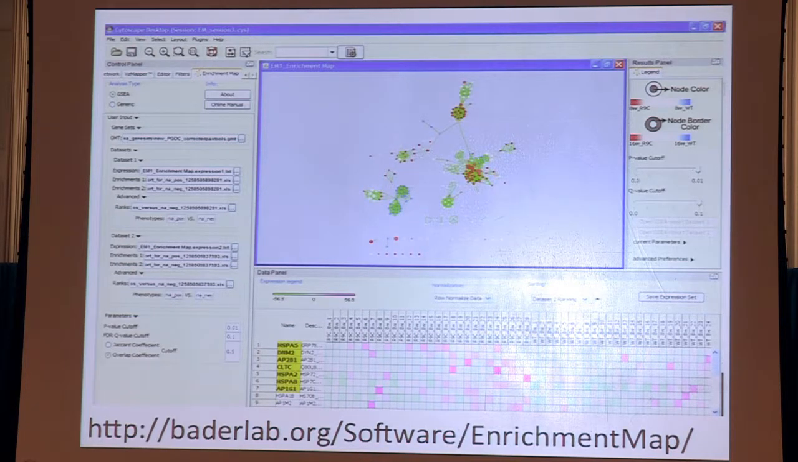Okay, any questions? The Enrichment Map is available now. The GSEA integration is probably coming out in a few months, I would think. And if you want to try an early version, just email me, because it's ready to use. They just have to release it in one of their next release cycles.